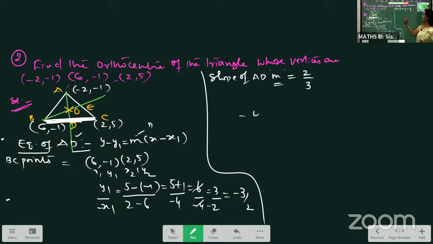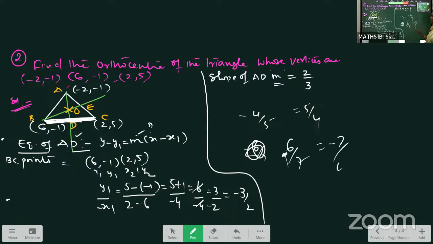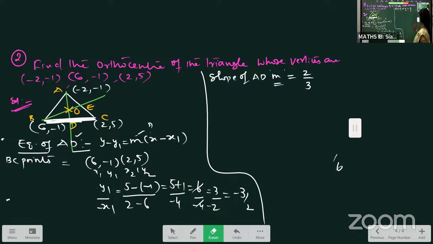Suppose we have -4 by 5, then we write 5 by 4. Suppose we got -6 by 7, then you write 7 by 6. Make it reverse and at the same time change the sign. That will give the slope of AD. Okay, remember this point. Then we have the slope.